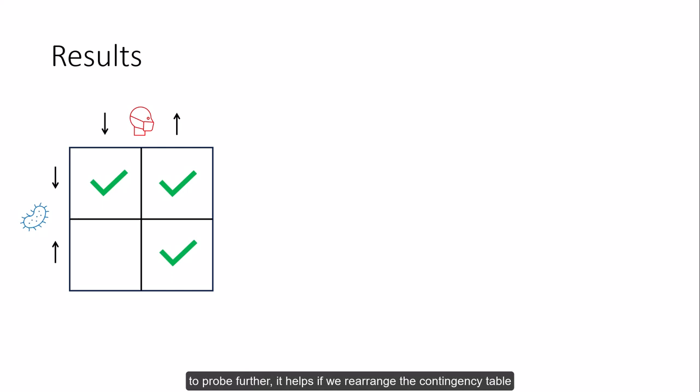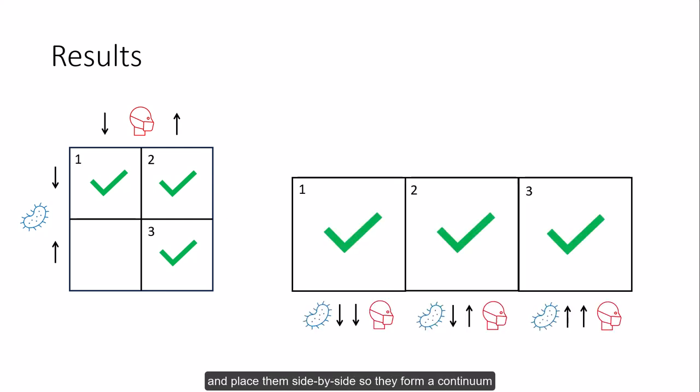To probe further, it helps if we rearrange the contingency table. We'll take the blocks 1, 2, 3 and place them side by side so they form a continuum between mutual de-escalation on the left to mutual escalation on the right. Where our predictions about the effect of vertical transmission land on this continuum change depending on how we've adjusted other model parameters.